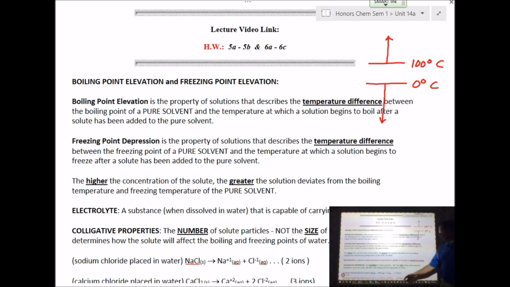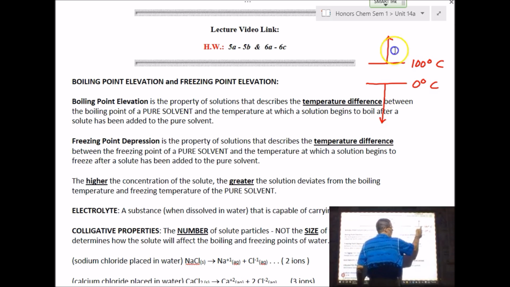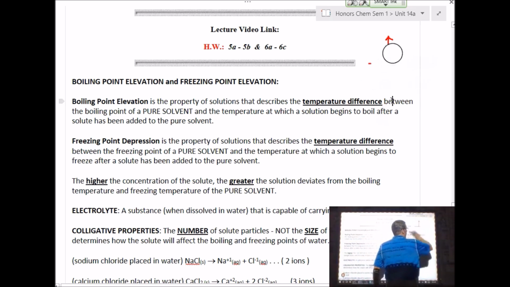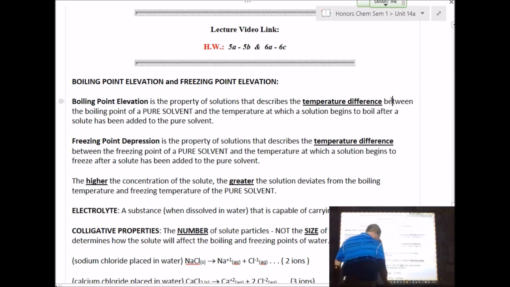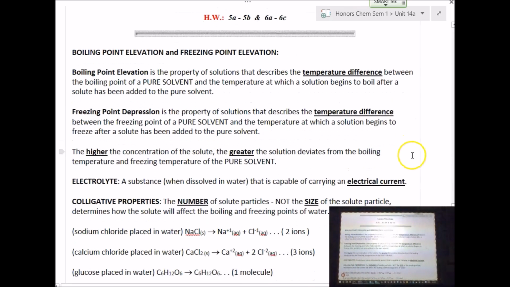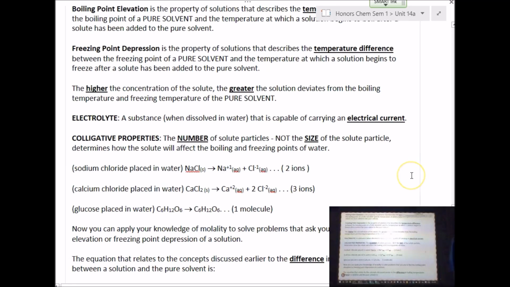All right, so what we're doing today is actually looking at the new temperature at which it either boils or freezes, based on that information. You're going to see here. And there's another thing, too. These colligative properties associated with it, actually, let's talk about electrolytes first. What's an electrolyte?